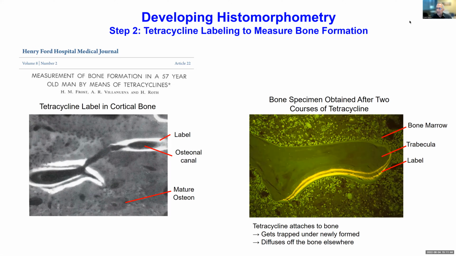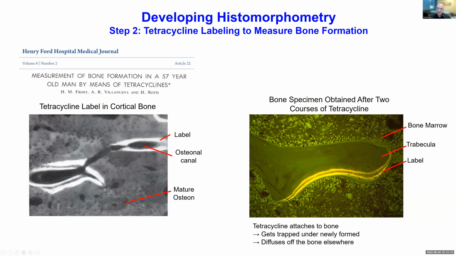And this is what is done here. What is done here on the right side. So this is a trabecular section taken from a patient who received 2 cycles of tetracycline before the biopsy was taken. So the way it works, the tetracycline is floating in the circulation, is attaching to bone surfaces, individual trabecula, for example.